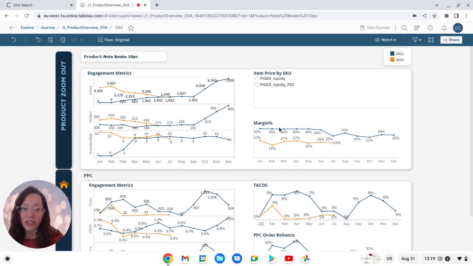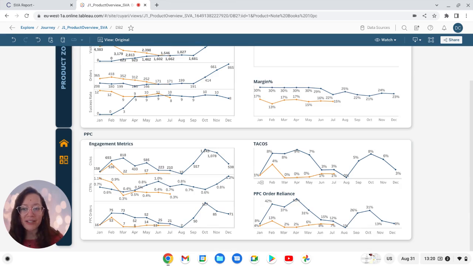Let's look at the margin. Here I can see that the margin is lower than it was last July. If cost of goods has increased or FBA fees increased, the margin will lower. However, please keep in mind that this number is before PPC.